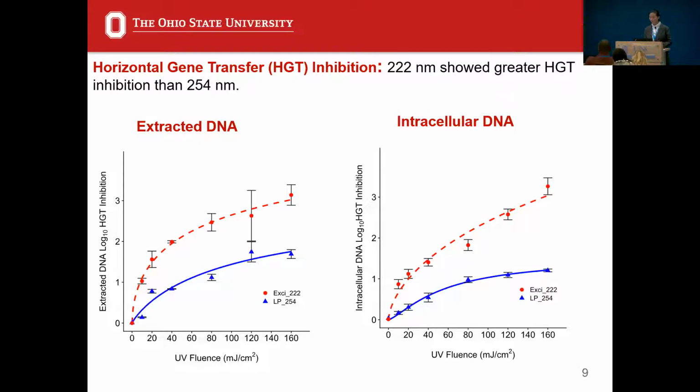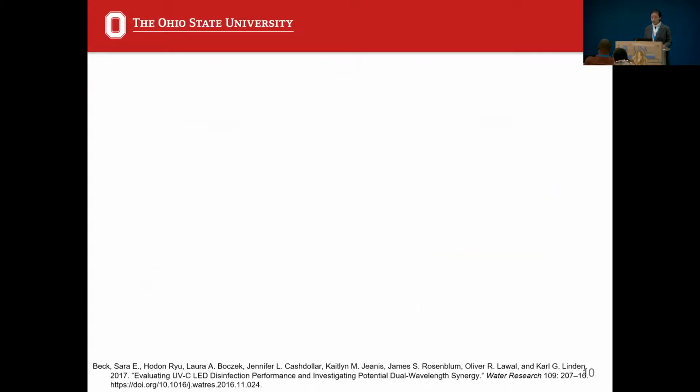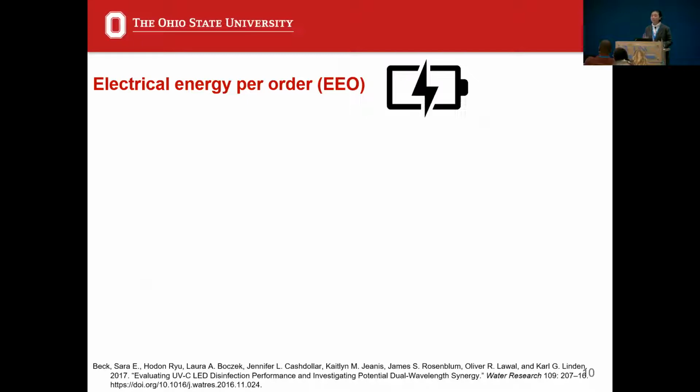So from these results, we can conclude that 222 nanometers had an overall better performance on inactivation, intracellular gene damage, and horizontal gene transfer. However, during the experiment, we noticed that to have the same UV dose, we have to expose the samples to 222 nanometers for a longer time. For example, if you want to obtain 40 millijoules per square centimeter, for low pressure, you only need to expose for 3 minutes. But for 222 nanometers, you have to expose for 12 minutes.